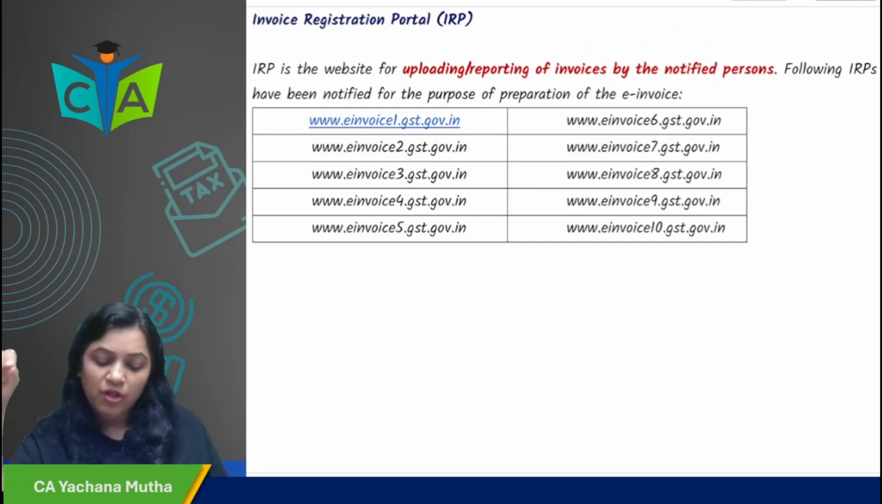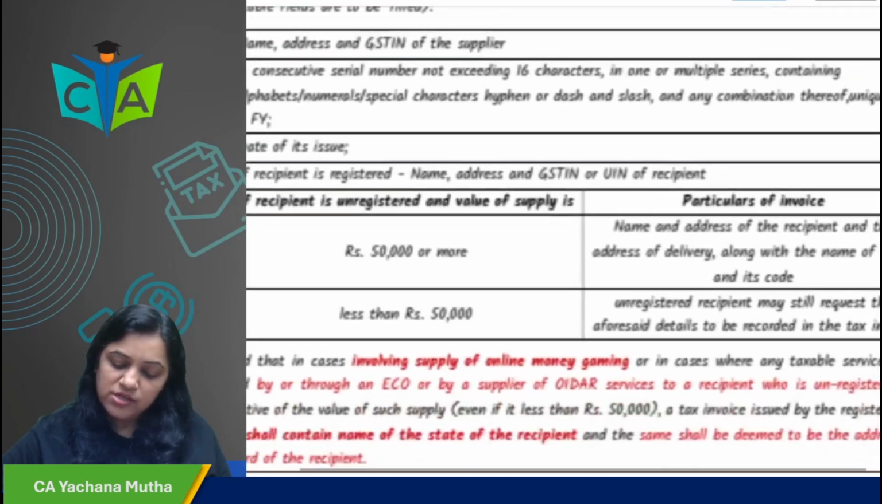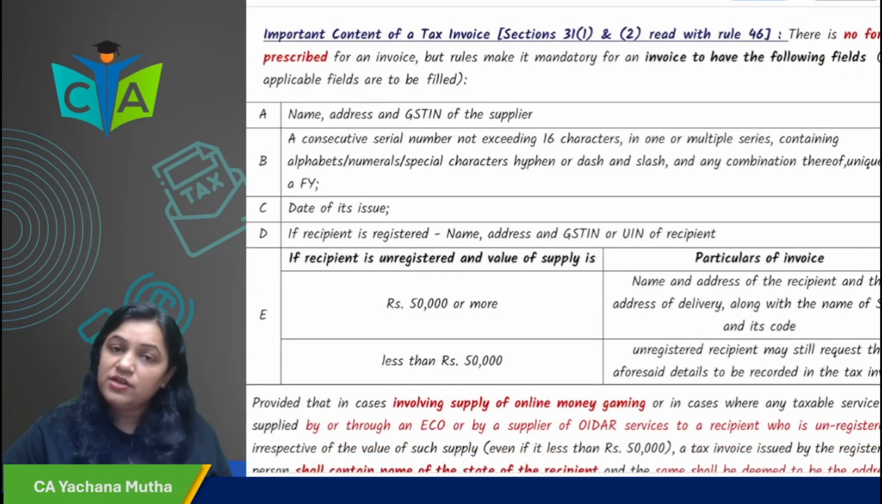www.einvoice1.gst.gov.in, www.einvoice2.gst.gov.in, and so on till 10. Okay, so these are the invoice registration portals. What are the important contents of the tax invoice?